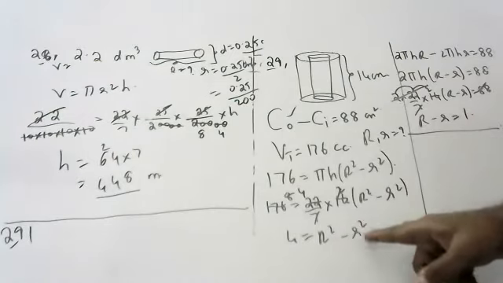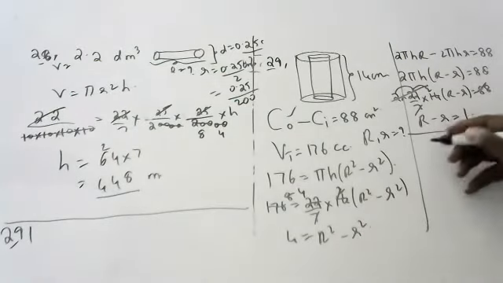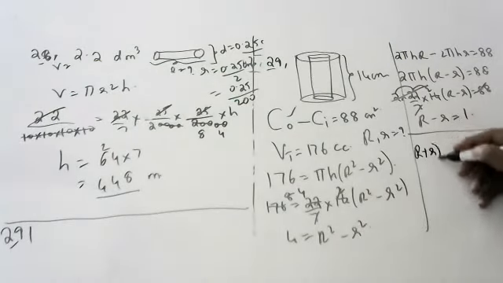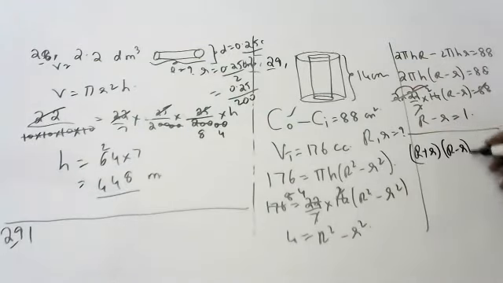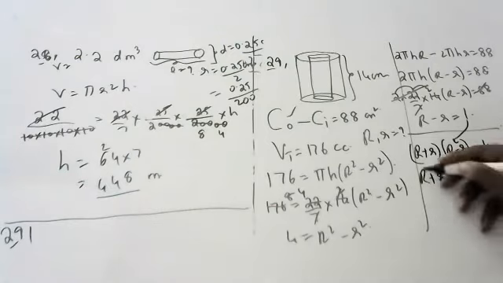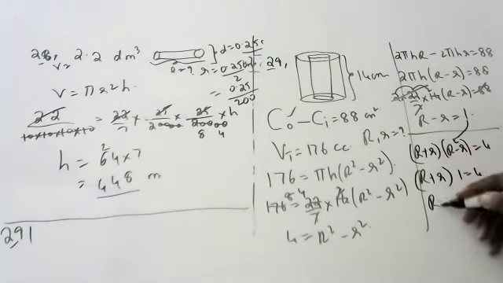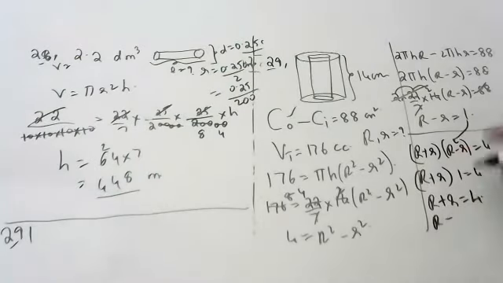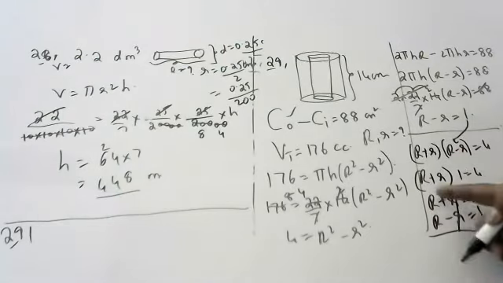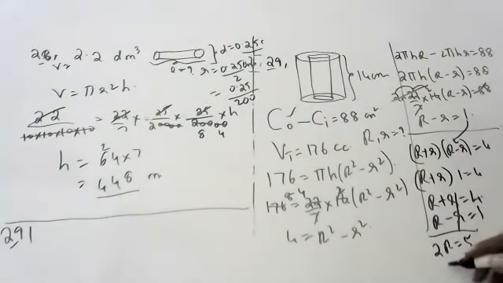What is the R square minus r square formula? R plus r into R minus r is equal to 44. But this R minus r is given as 1. So R plus r into 1 is equal to 44. R plus r is equal to 44. Now R minus r is how much? 1. So adding, bigger and smaller cancel. 2R is equal to how much? 45. So the radius is how much?